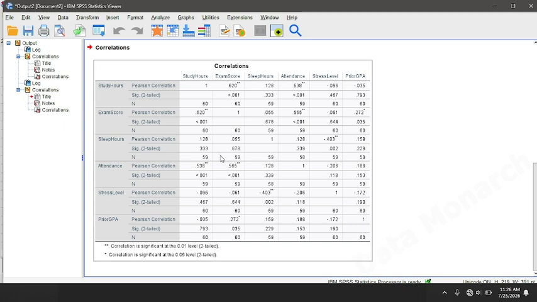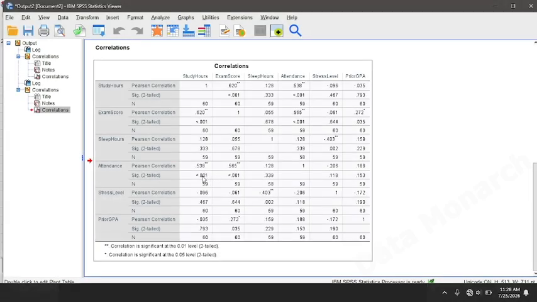So a couple of interesting patterns jump out: attendance also correlates fairly strongly with exam score, around 0.56, while sleep hours barely correlates with exam score at all, around 0.06. Practically there's no relationship. Stress level shows a negative relationship with sleep hours, around minus 0.40, which makes intuitive sense, right? Because less sleep, more stress. So this is a great way to explore several relationships at once.